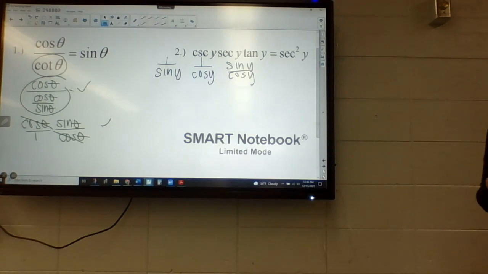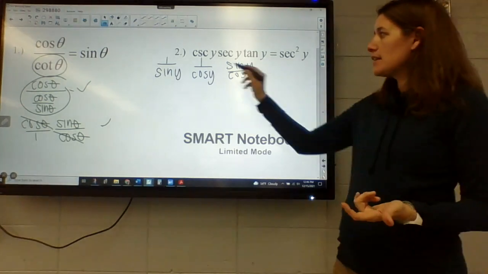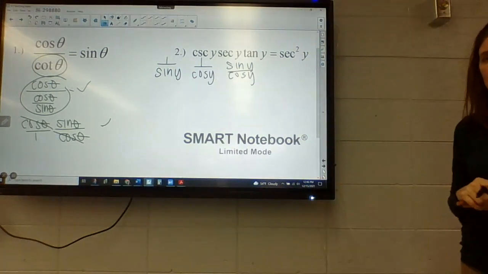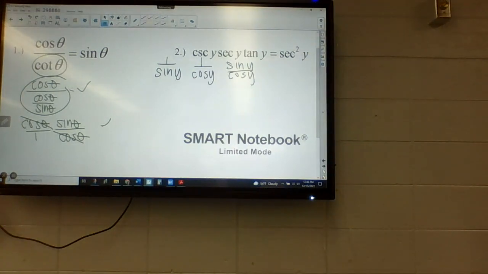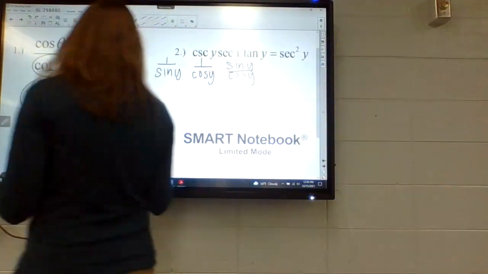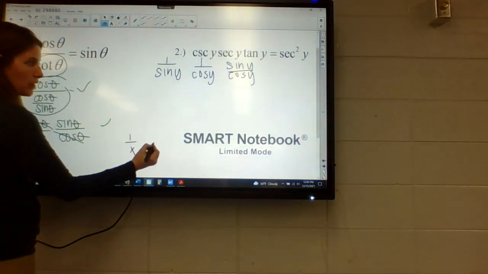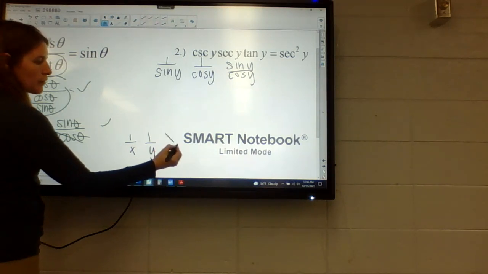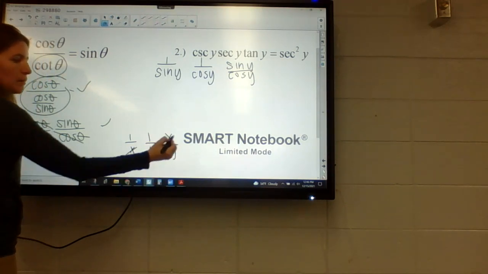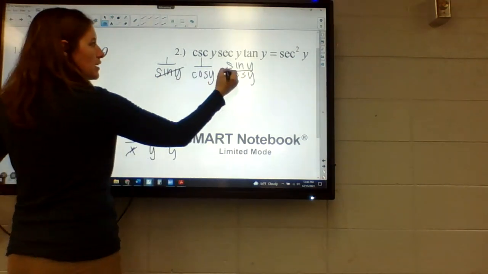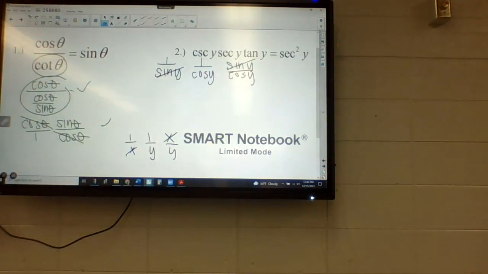So practice. This is all multiplication. With multiplication, we do not need common denominators. We can just cross cancel. Think of this as, like, 1 over x times 1 over y times x over y. Just think of it as regular variables. Those x's would just cancel. Same thing here, these sines just cancel.